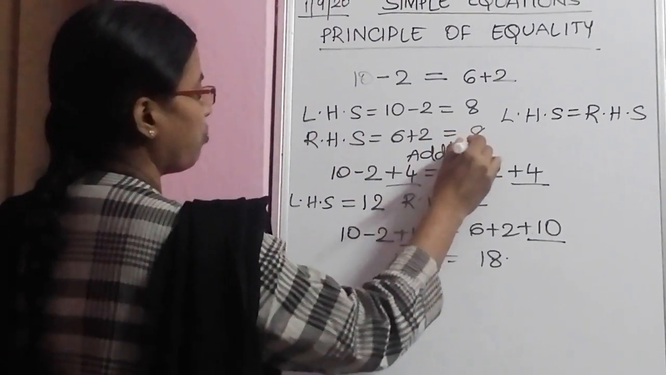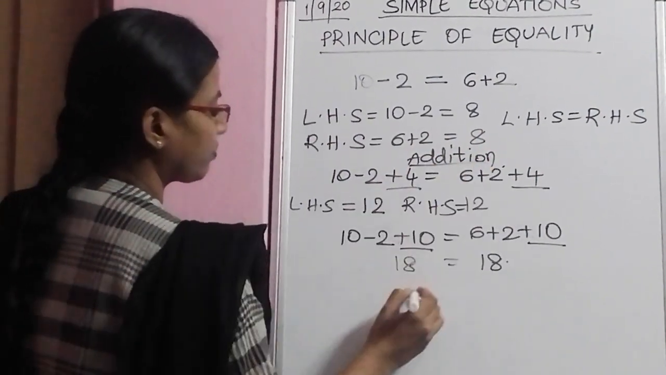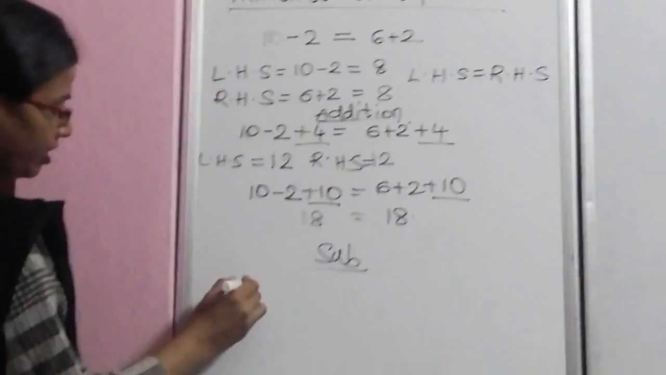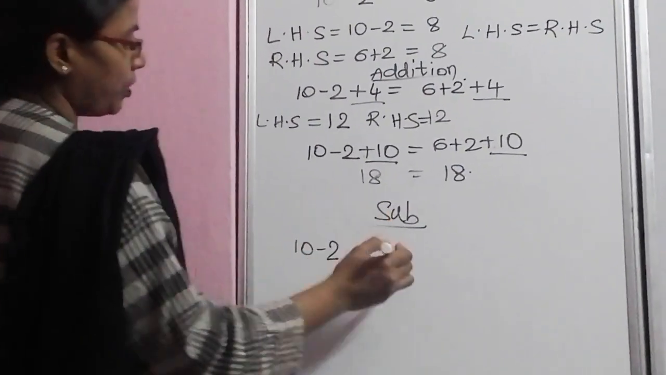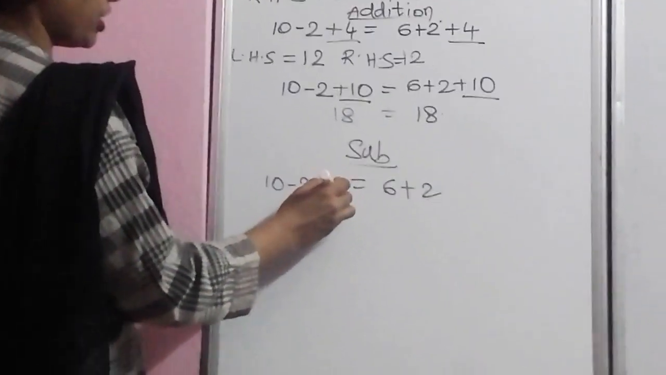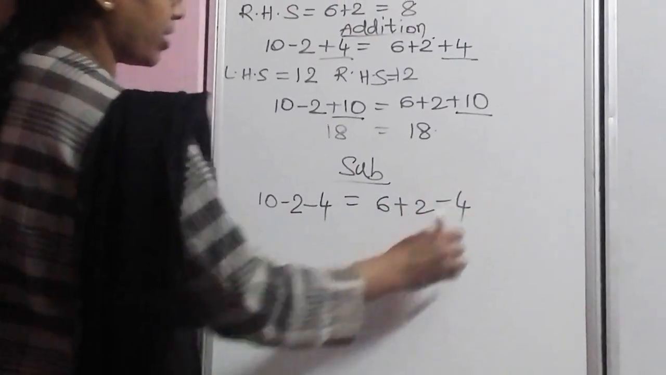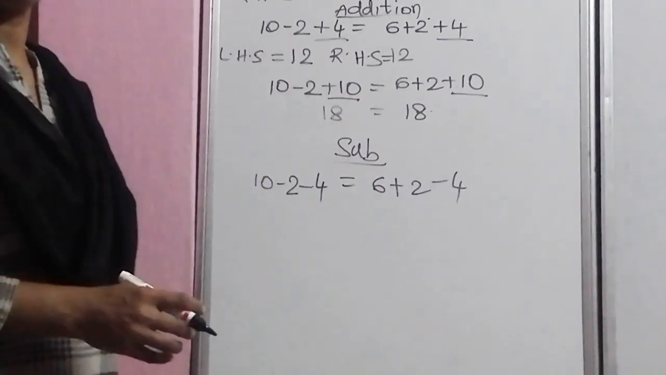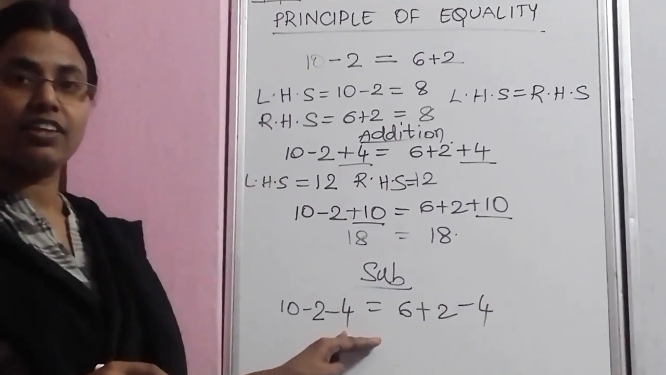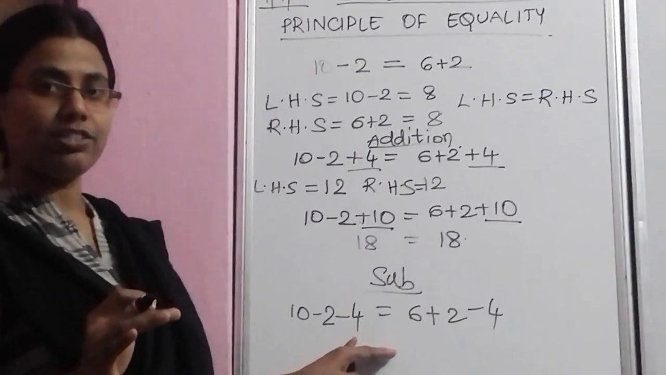Now let us check for subtraction. Let us take the same statement and check whether it is going to be true for subtraction also. Same question, minus 4, I will subtract from both the sides because we are maintaining the equality. If I subtract only one side, it is not going to balance.